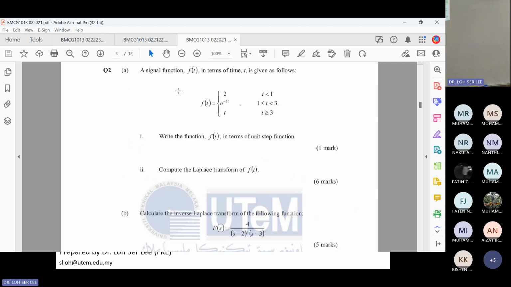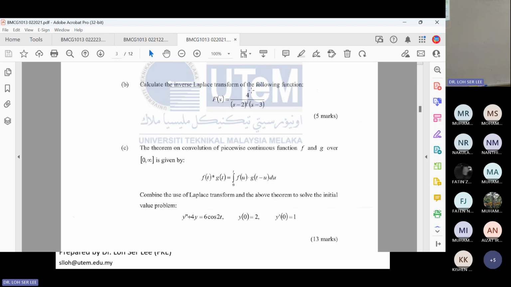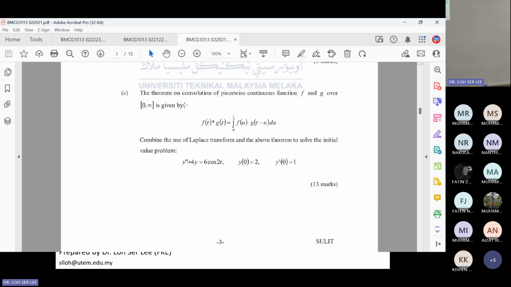It doesn't specify the method. So you are free to choose whether you want to use partial fraction or the convolution theorem. Okay, for B. Now, if you look at C, the theorem on convolution. This is the formula given by the convolution theorem.